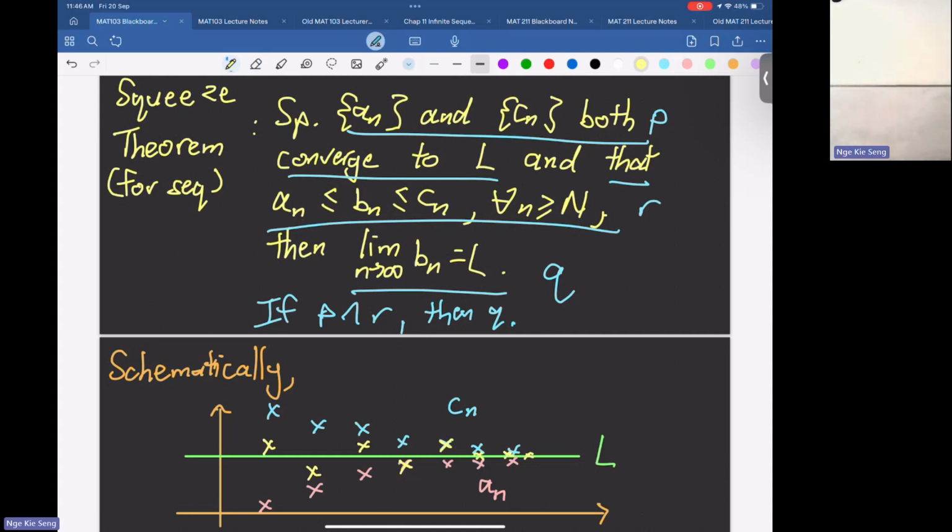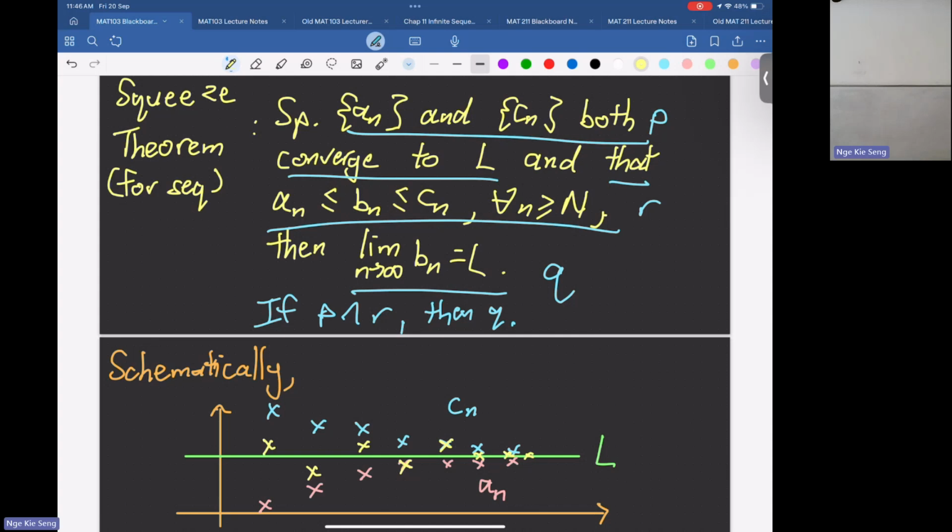From this picture, is it clear that your BN should converge to L? Because it's squeezed from both sides already. Both sides are arbitrarily close to L already. You are the middle guy, so you must also be close to L. Okay.